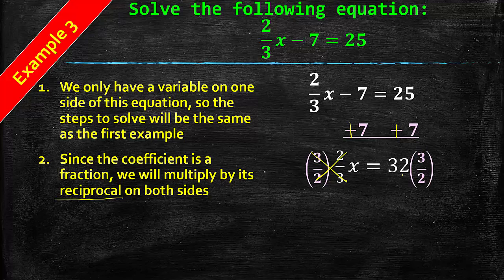32. Now you can do this one of two ways. You could say 32 times 3 and then divide by 2. Or you can recognize that these are both even numbers, so I'm just going to divide both by 2. That'll clear that. 32 divided by 2 is 16, and then you're just left with 16 times 3, which is going to give you x is 48.